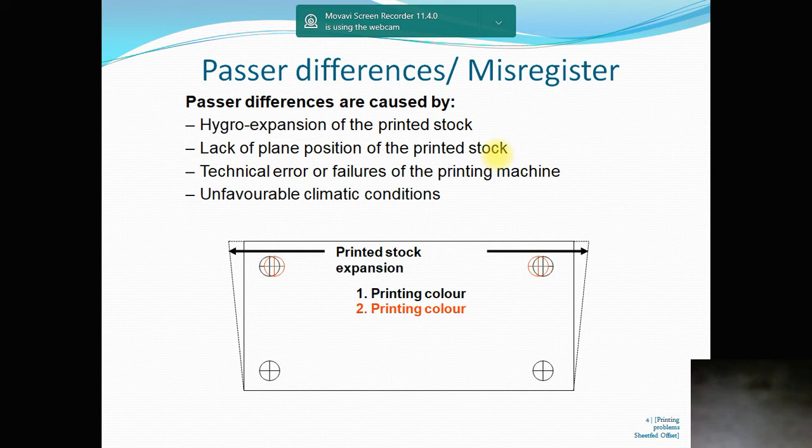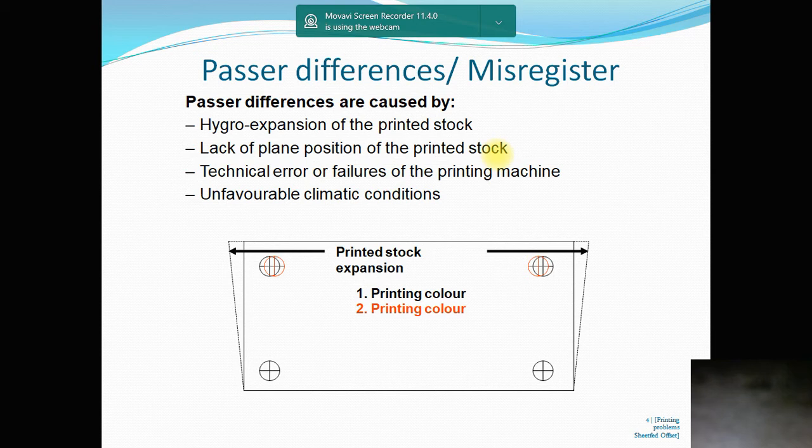What is the unfavorable climatic condition? For example, yesterday I printed with 2 colors in the 2-color machine, and today I am going to print with the remaining 2 colors on the same printed stock. Yesterday it was very sunny, today it is rainy, for example. Because of the moisture in the climate, the moisture will be absorbed by the printed stock, and the sheet may expand.